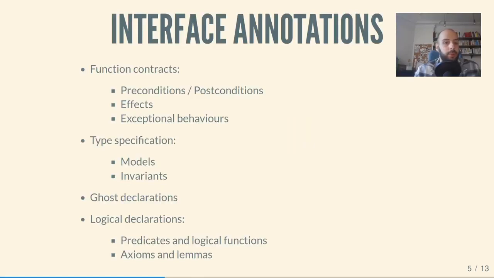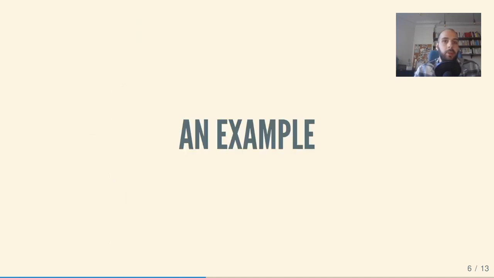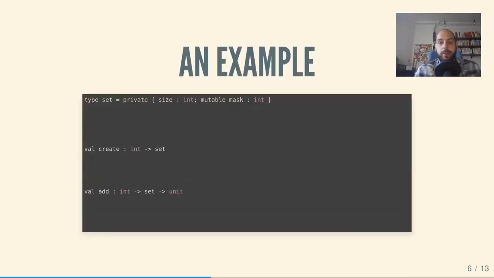We're not going to dive into the details of this feature here, but you can check the documentation and tutorials of Gospel if you're interested. So let's see an example of a Gospel specification for our previous set example. So here is the interface that we wrote earlier. You can still see our type and two functions.